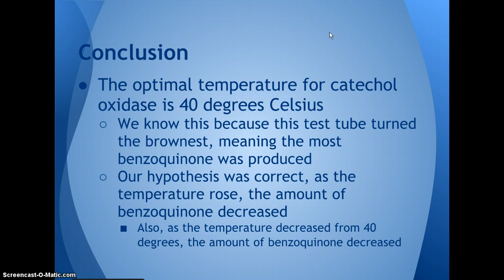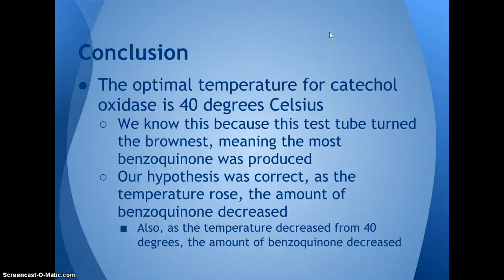So our conclusion for these experiments was that the optimal temperature for catechol oxidase is 40 degrees Celsius. We know this because the test tube that was placed in a 40 degrees Celsius water bath turned the brownest, meaning the most benzoquinone was produced. Our hypothesis, what we stated, was correct.